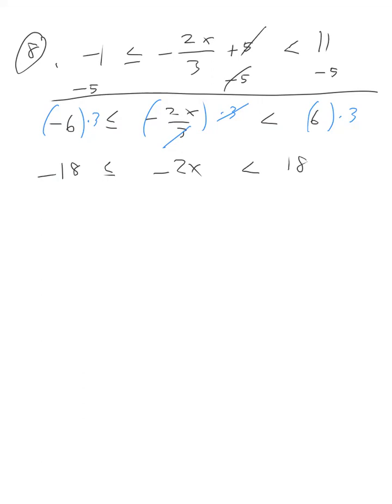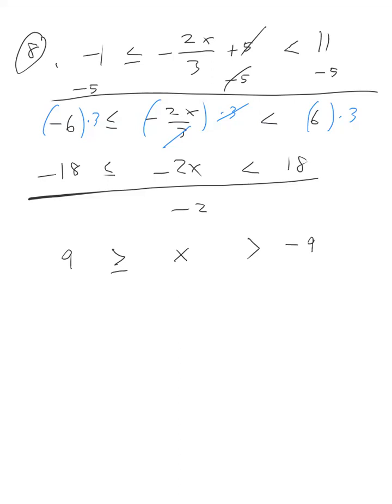Now we have to divide by a negative. You divide everything in the whole problem by a negative 2. However, when you divide an inequality by a negative, you have to switch the signs of the inequality. So the negative 18 becomes a positive 9. The less than or equal to becomes a greater than or equal to. The negative 2x becomes a positive x, because negative 2 divided by negative 2 just leaves you with a positive 1x. And then the less than sign changes to a greater than sign. And 18 divided by negative 2 is negative 9.